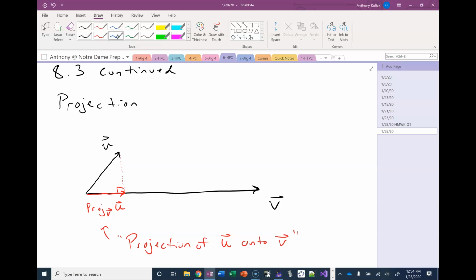Everybody okay with that idea? So all we're doing right now is describing geometrically what this projection is. So that means if I write in this vector that I call w, what is the relationship between these three vectors, u, w, and the projection of vector u onto v? Look at the way the arrows are drawn. What vector operation is going on here?